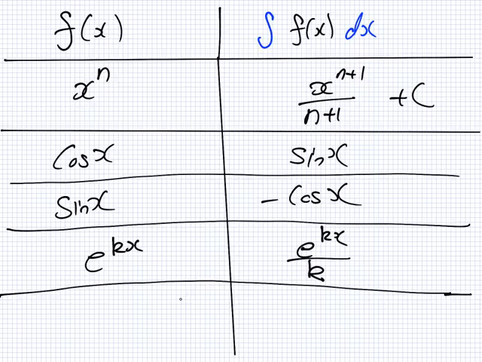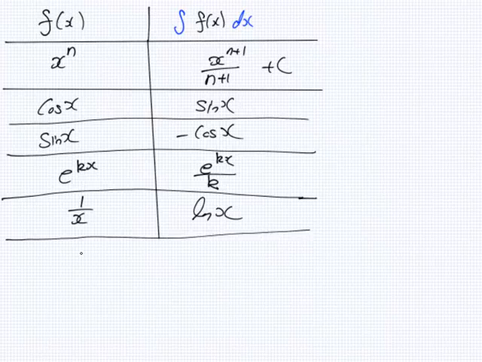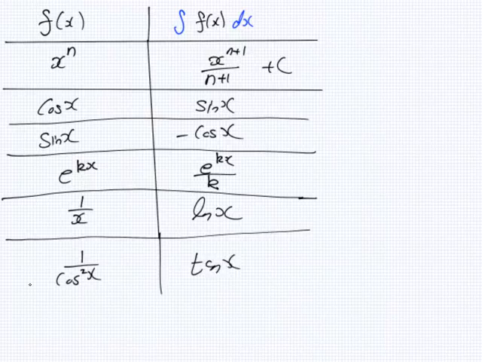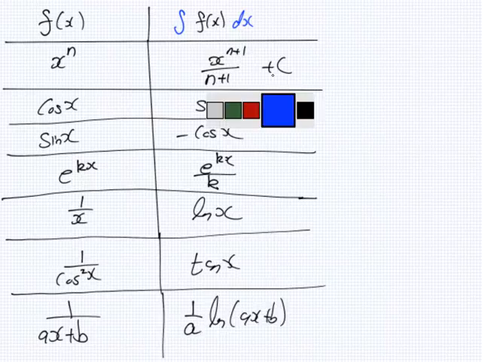Do you remember what the derivative of log x was? 1 over x. So the antiderivative of 1 over x is log x. And the derivative of tan x was 1 over cos squared x. So the antiderivative of 1 over cos squared x is tan x. And the final rule here is a new rule, 1 over ax plus b. The antiderivative here is 1 over a times log of ax plus b. Now all of these have a plus c in them as well, of course.